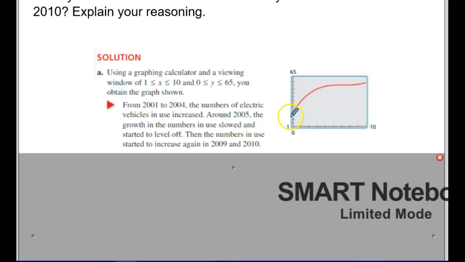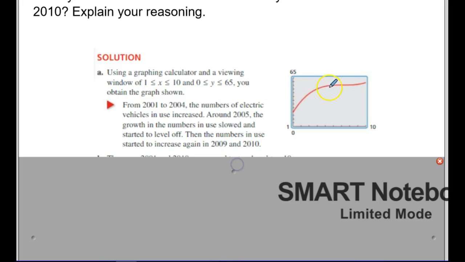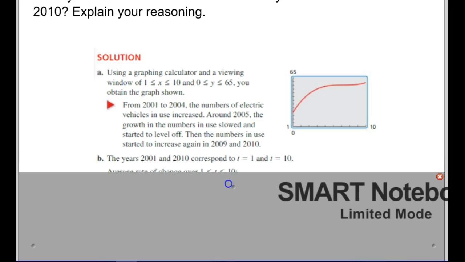Okay, so I see that my electric cars increased pretty greatly at first, but then right around 2005 leveled off and are still slightly increasing. So that's how we can graph just a piece of our function and talk about what it means for the context of the problem.